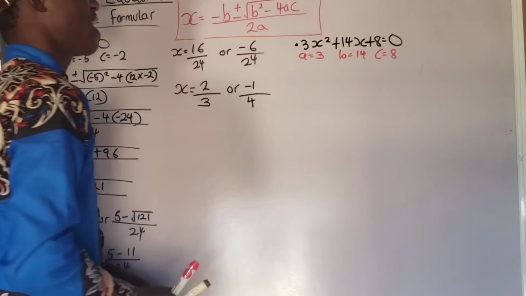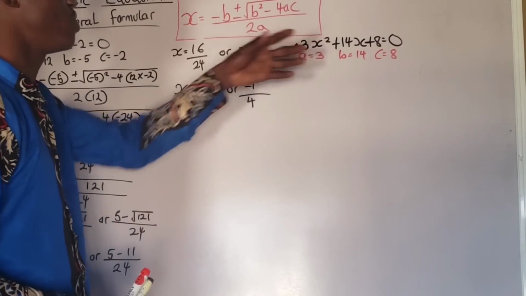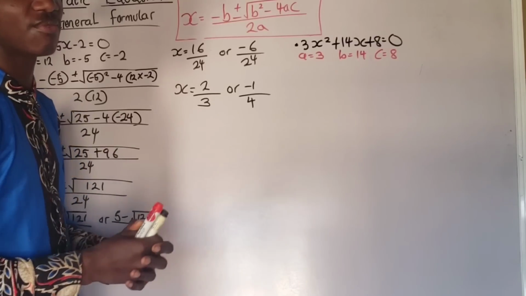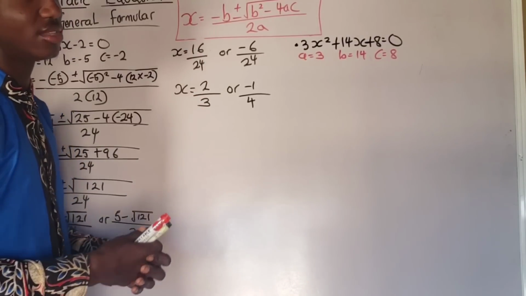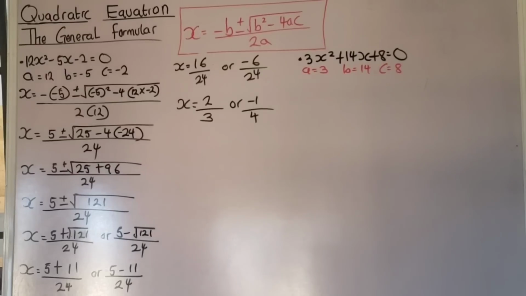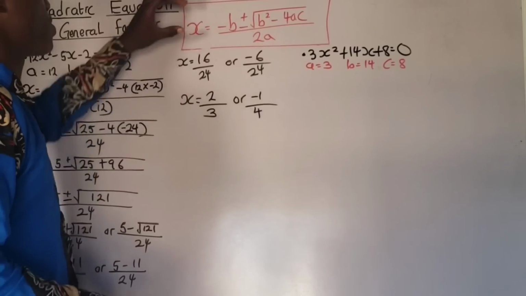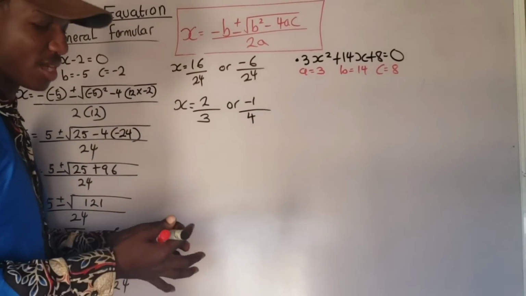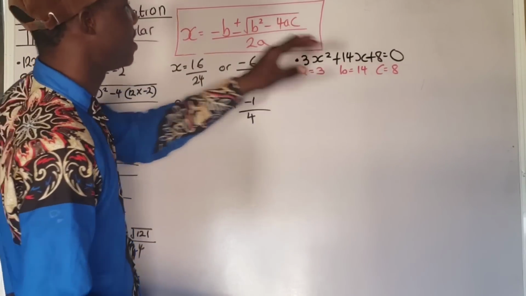Now, having identified your a, b, and c, the next step is to plug these values into this formula and simplify. By so doing, you're going to get the values of x. Those values of x are the ones that satisfy the quadratic equation. So we are going to plug a, b, and c into this formula.